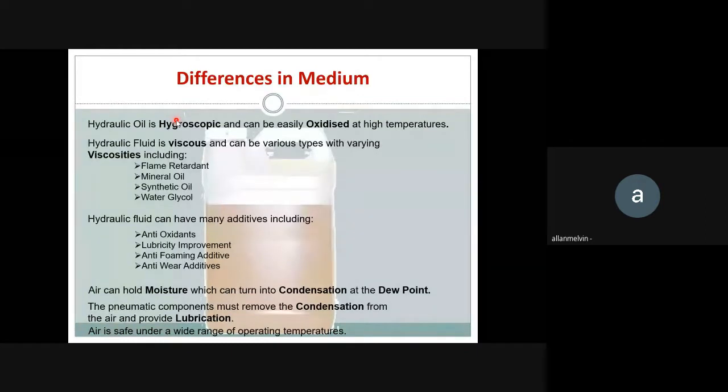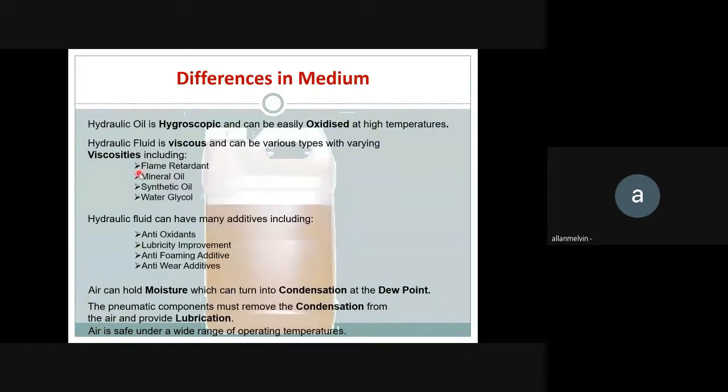Okay, so viscous. So you have hygroscopic hydraulic oil. Okay, so hydraulic fluid is viscous. The viscous maksudnya likat. Okay, because of the chemical properties and the friction. Okay, so and can be various type with varying viscosities. So viscous, you measure based on viscosity, kelikatan. Okay, so you can have various type.